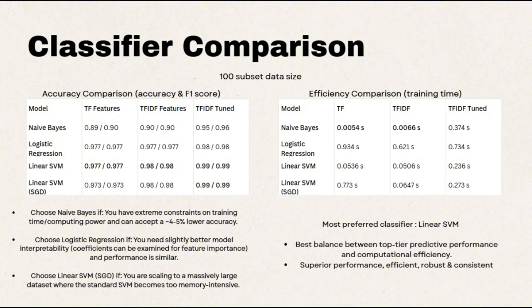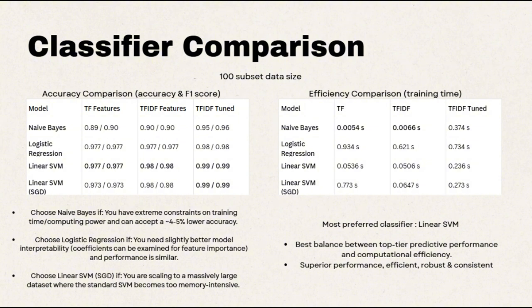We'll be comparing the classifiers used in this project, and we have to note that this comparison is done on the 100 subset data size. The table on the left is the comparison of the accuracy, and the table on the right is the comparison of the training time of each classifier. From the accuracy, we can see that linear SVM, the bolded one there, and its SGD variant consistently match or outperform the others, especially after hyperparameter tuning, when they reached the highest scores, almost perfect, at 0.99.